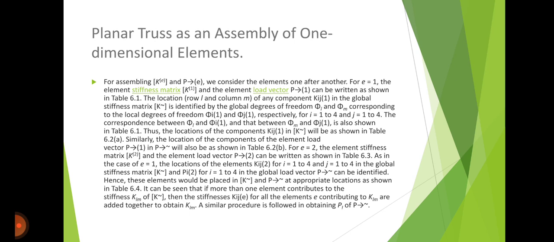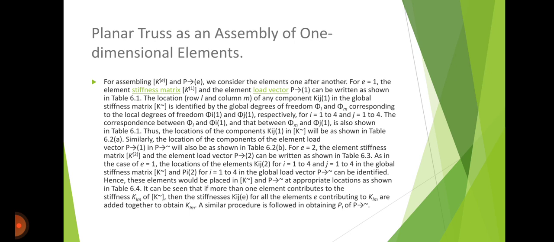For assembling K and P, we consider the elements one after another. For E equal to 1, the element stiffness matrix K of 1 and the element load vector P of 1 can be written as shown in table 6.1.